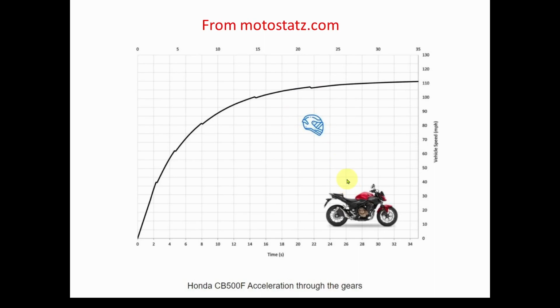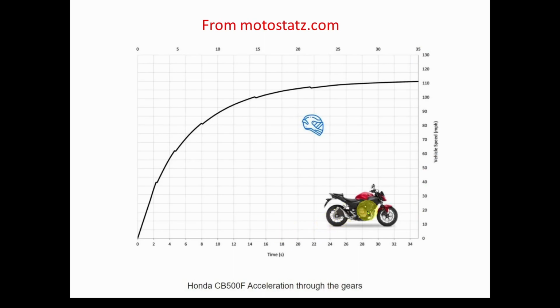And what I've got here is just a random graph I took for a Honda CB500F, and it shows the acceleration through the gears. On the bottom of this graph, I go from 0 to about 35 seconds. And vertically, I'm going from 0 to about 130 miles per hour. This is vehicle speed in miles per hour.